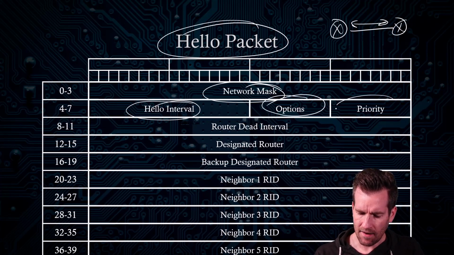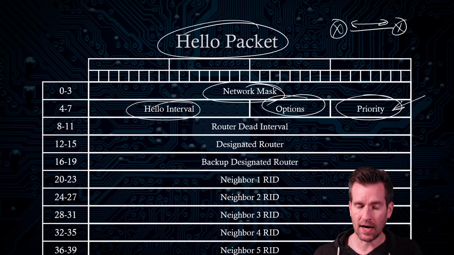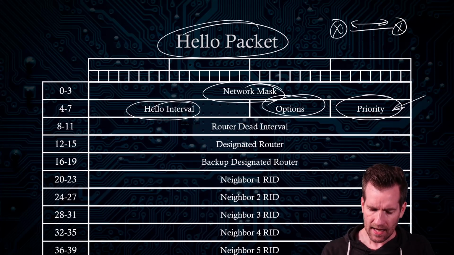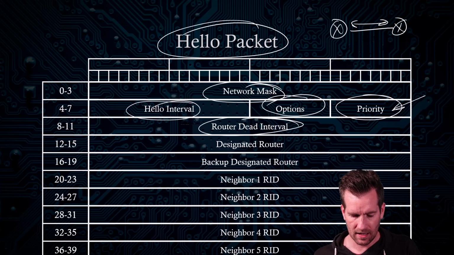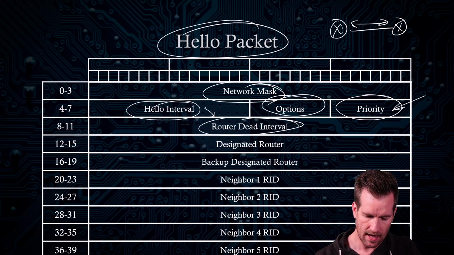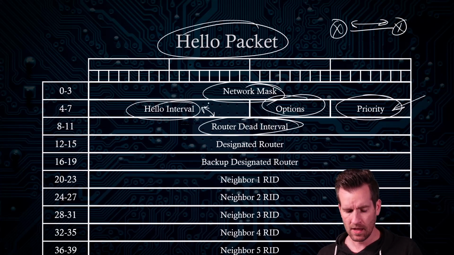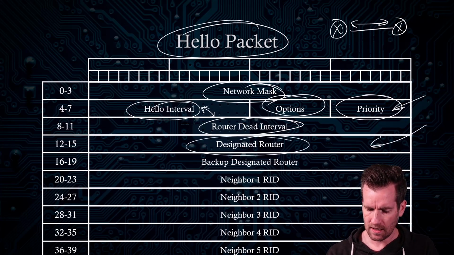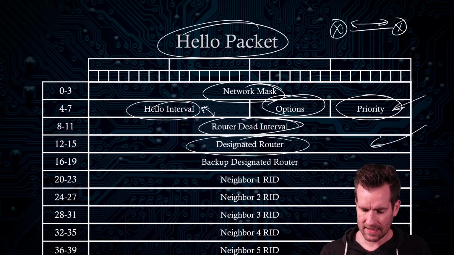And we also have the priority. What is the priority of the router? And we're going to get into priority in a little bit. It has the router dead interval, which we will get into as well. It's similar to the hello interval right there. And then we have the designated router. As I mentioned, we'll talk more about the designated router and the backup designated router.